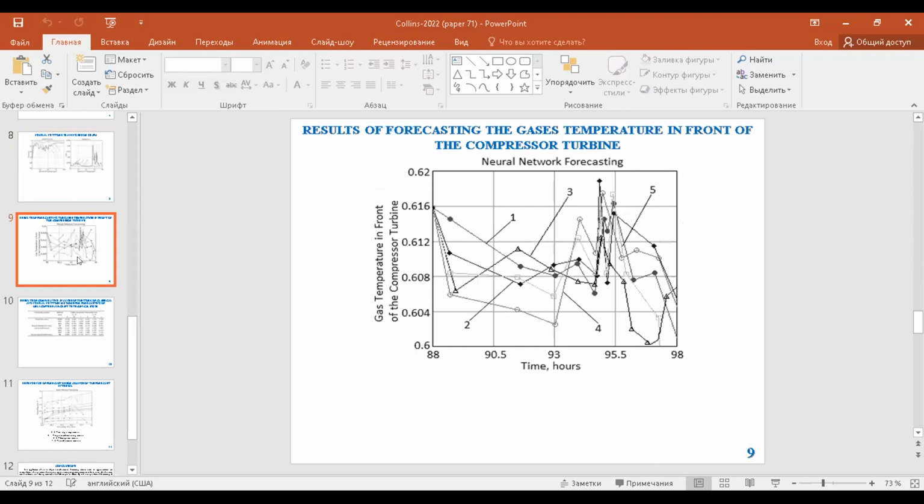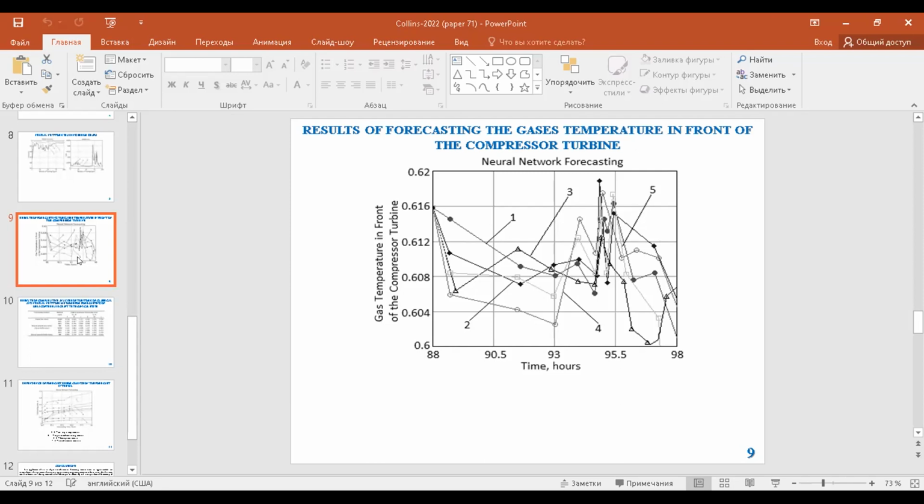This figure shows the results of a comparative analysis of neural network and classical methods for forecasting the technical state of helicopter and aircraft turboshaft engines. For example, for TV3117 engines, the gas temperature in front of the compressor turbine is among the most significant parameters. Here, one is the real value of the gas temperature in front of the compressor turbine.